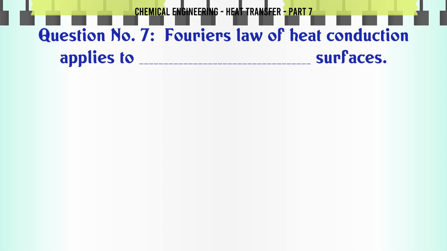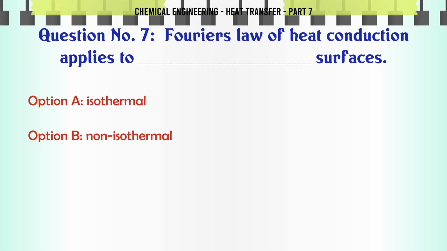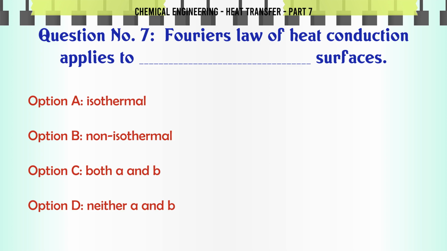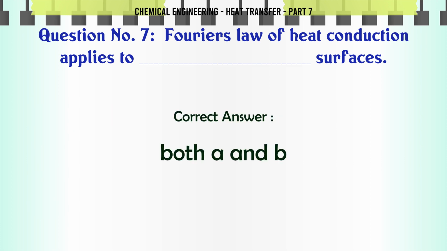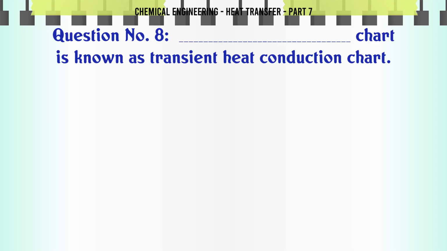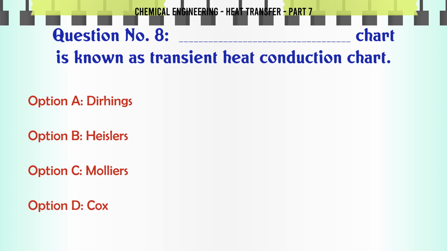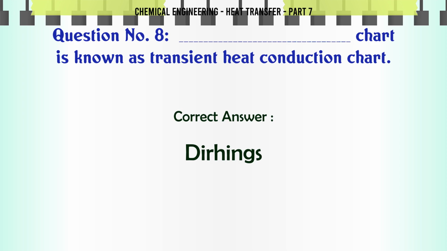Fourier's law of heat conduction applies to surfaces. A. Isothermal. B. Non-isothermal. C. Both A and B. D. Neither A nor B. The correct answer is both A and B. The chart known as the transient heat conduction chart is A. Heisler's, or B. Mollius, or C. Cox. The correct answer is Heisler's.